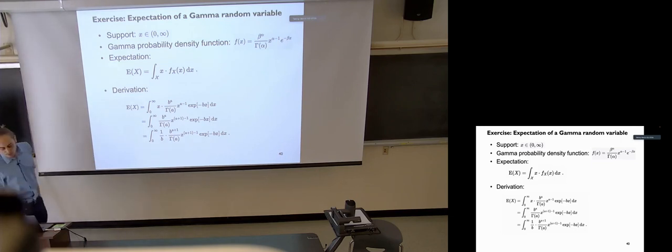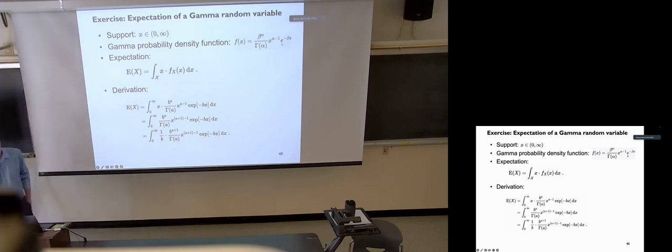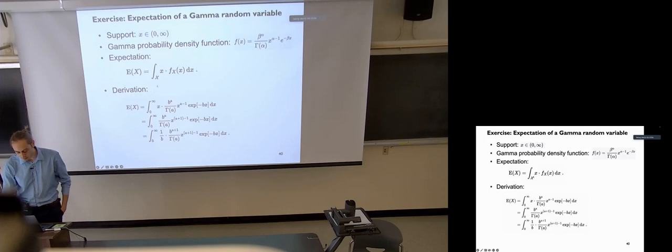And how do we do this? The first thing is we compute the expectation. We write down the expectation formula. What's the expectation? It's the integral over the support, from 0 to infinity, of x times f of x. OK, so far? And the first thing we do here is replace the density function f of x with the actual formula from the gamma distribution. So we write that E of X is equal to the integral from 0 to infinity of x times the density function of the gamma, which is this. That's the first step.